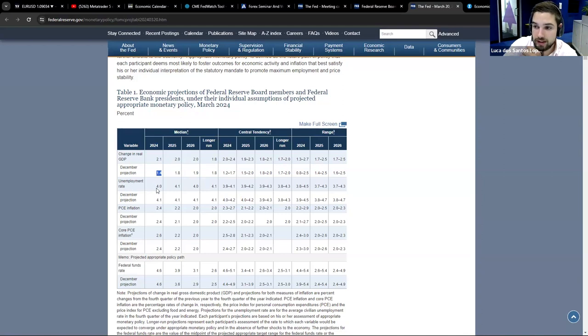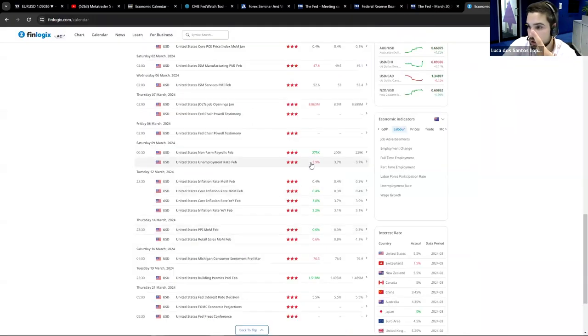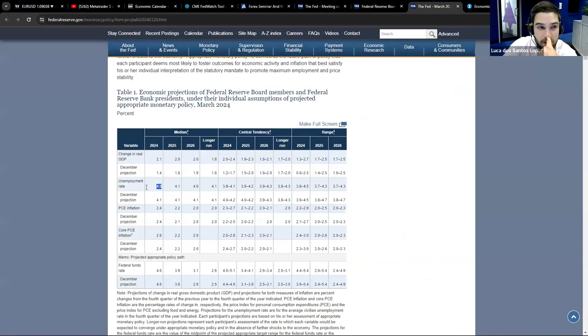Now, unemployment rate: they are looking at a higher unemployment rate. Okay, what is the unemployment rate we just got? The unemployment rate was 3.9%. They are looking at 4%. So we may continue to have a higher unemployment rate toward the end. And then they're looking at 4.1, 4.1, and then normalizing in the longer run between 3.9 and 4.1.